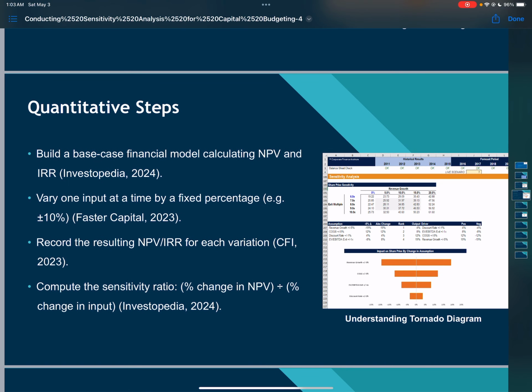Quantitative steps. Next are these quantitative steps here. This is where you build a financial model to calculate NPV and IRR. You change one input at a time, like sales or cost, by a percentage and see how the NPV or the IRR changes. You can also calculate a sensitivity ratio to see how sensitive NPV is to each factor.